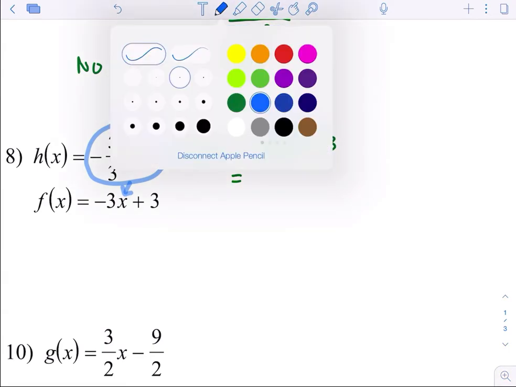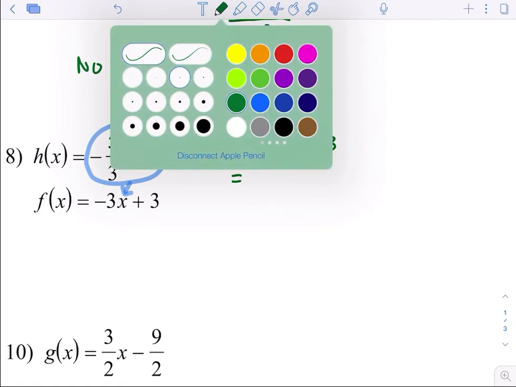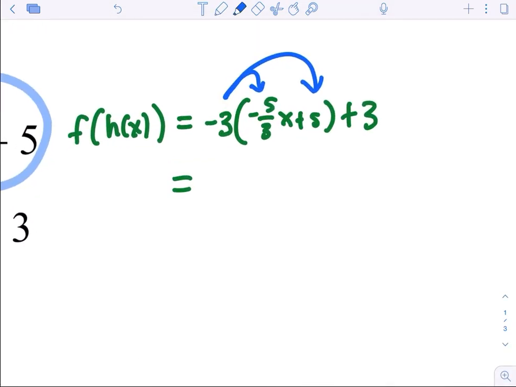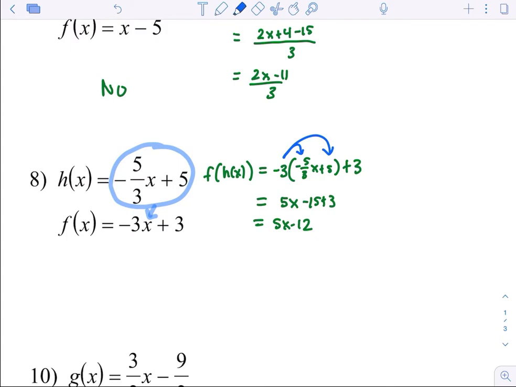We're gonna distribute. Alright, negative 3, these cancel. Okay, so when we do negative 3 times negative 5/3, you guys, these cancel, so it's just negative 1 times negative 5, and that's just going to give you 5x. Negative 3 times 5 is negative 15 plus 3, and as you guys can see, this is not going to be an inverse, so this is going to be a big fat no, because it has to equal x, right?